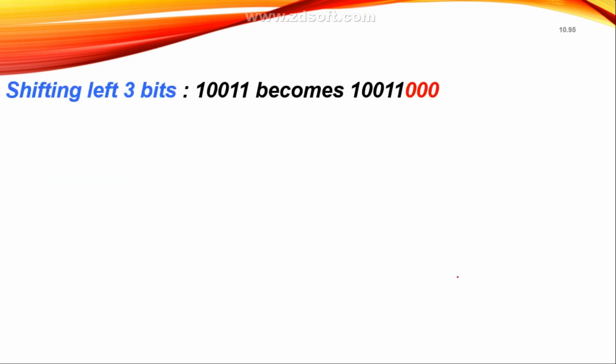Now, one more thing before seeing the division using polynomials, you should know the shifting of bits. Suppose 10011 is a binary pattern, and you need to shift this pattern to the left by 3 bits. As we know, what would be the resultant? It would be 10011 followed by three 0s. So we are shifting to the left.